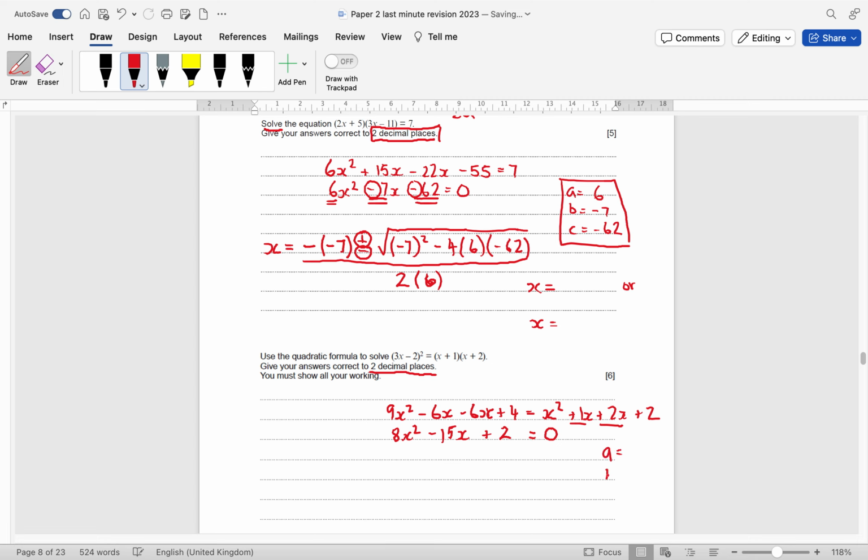Think before I fill these in. What's A, what's B, what's C? Okay. A is 8. B is not 15. It's minus 15. Don't get that wrong. C is 2. Copy the formula from the front and then painfully, slowly write everything in.